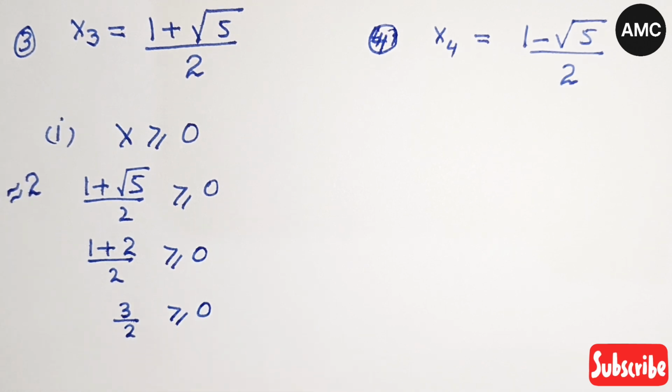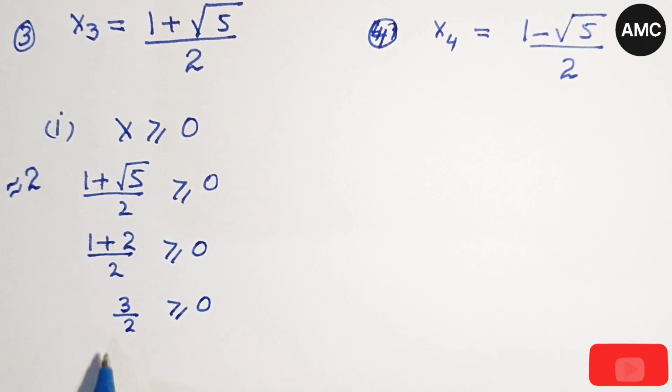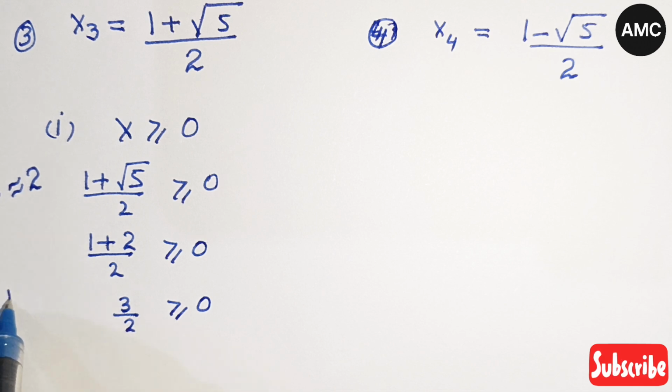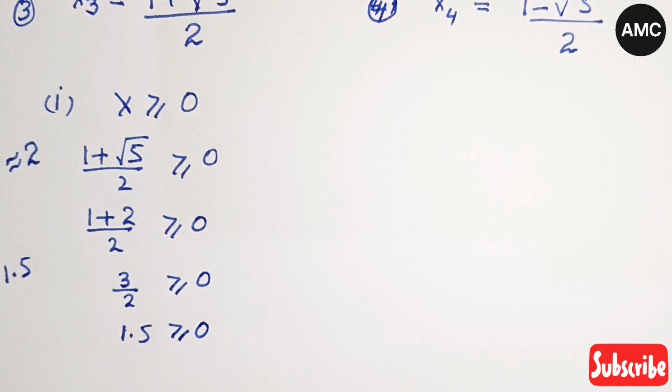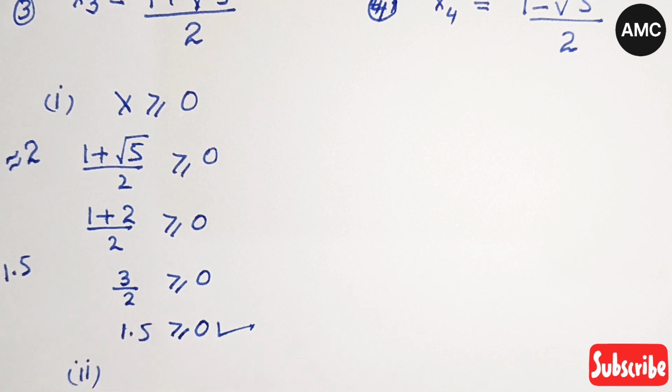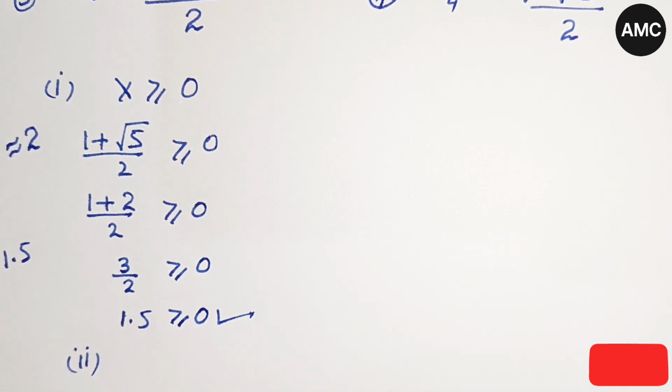Here we have that 3 over 2 is greater than or equal to 0. So here we get 1.5. Yes, 1.5 is greater than or equal to 0. So 1.5 is greater than 0. Yes, it is true. Now we have to check our second condition of x here.